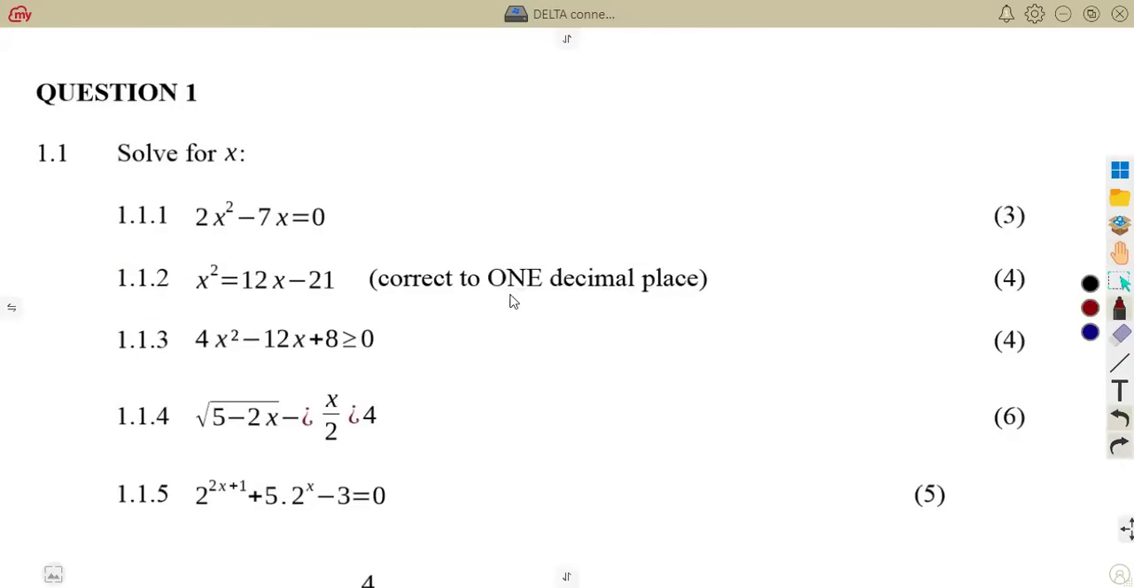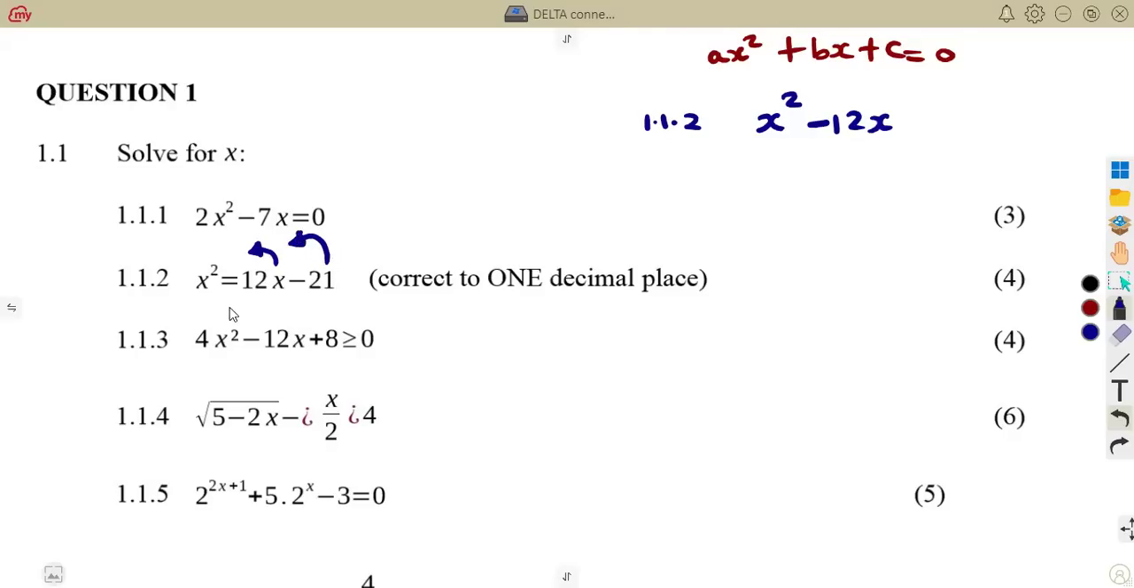1.1.2, correct to 1 decimal place. We are supposed to solve this equation. Remember, a quadratic equation, guys, the format, this here is not exactly what you're supposed to have. You're supposed to have it in the form of ax squared plus bx plus c is equal to 0, just like the previous case. One side must be equal to 0. So what it simply means, I'm supposed to rearrange this equation before solving. So take the 12x to the other side, it was going to be negative. So that's x squared minus 12x. The minus 21 to the other side was going to what? Positive 21. That's equal to 0.